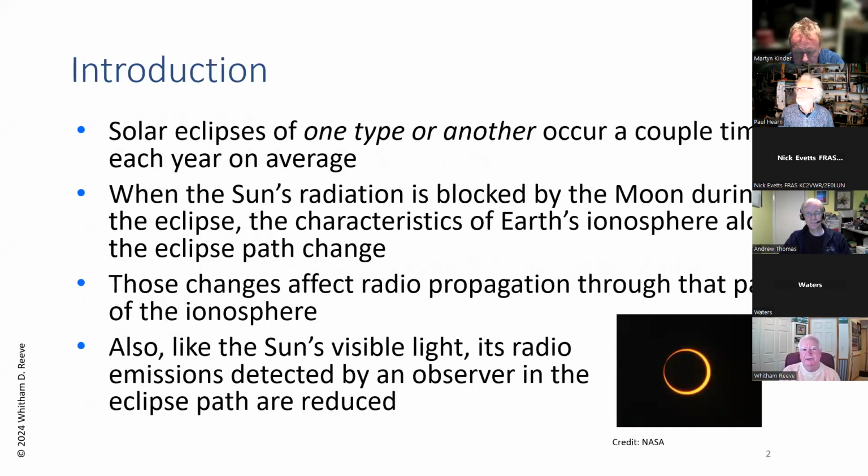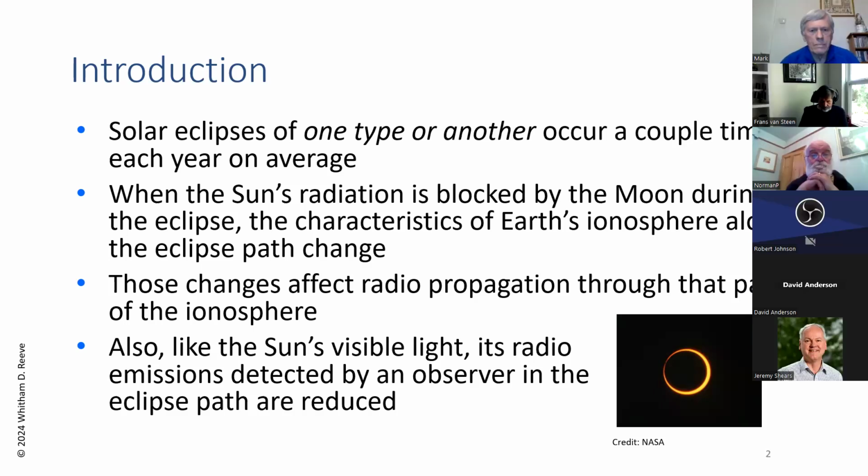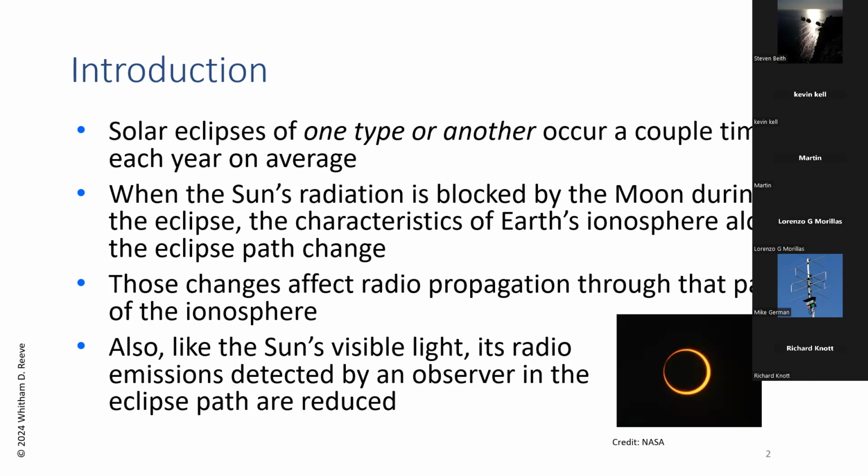There's one type or another of eclipse every year on average, and this covers partial eclipses, total, annular, and so on. The eclipse of last October was an annular eclipse, which I'll talk about in just a minute.